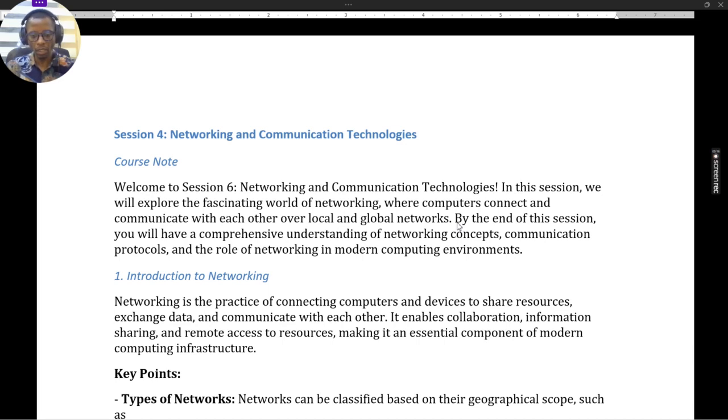And it enables collaboration, information sharing, and remote access to resources. Talking about remote access, technology has really advanced to the level that you can even take control of another computer across the continent. I can control a computer that resides in the US from here in Nigeria, without having to be there physically. I can control the keyboard and the mouse. I can delete files. I can even copy files from it to my local computer here. There are a lot of things that can be done.